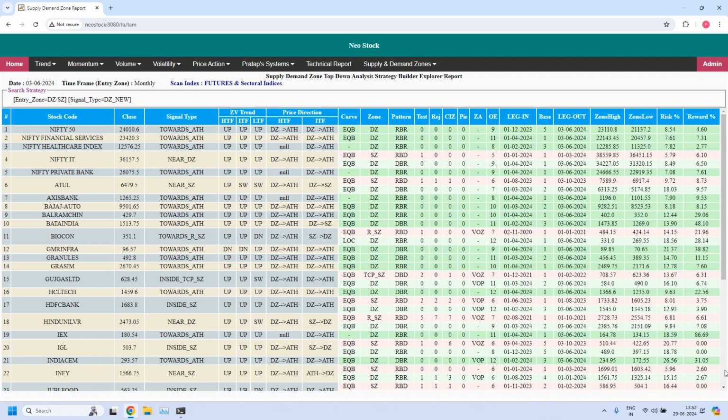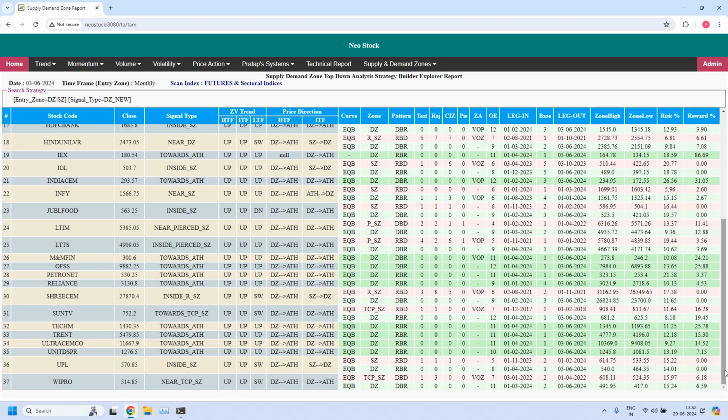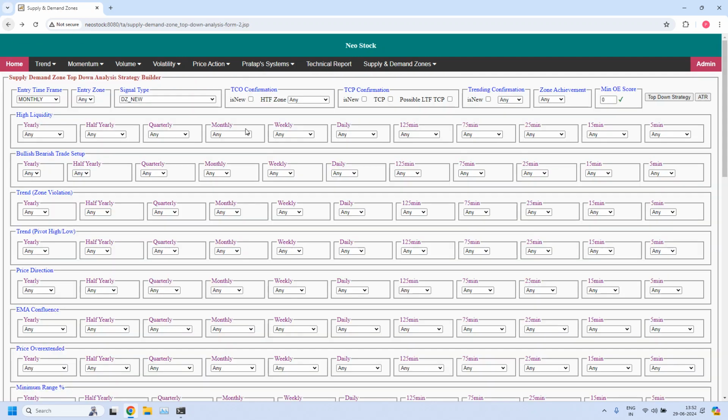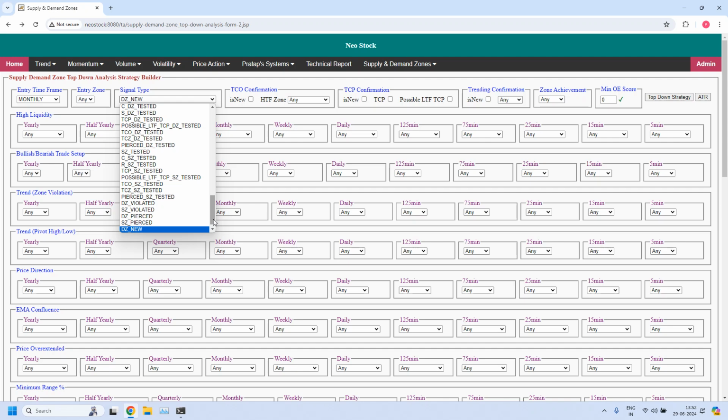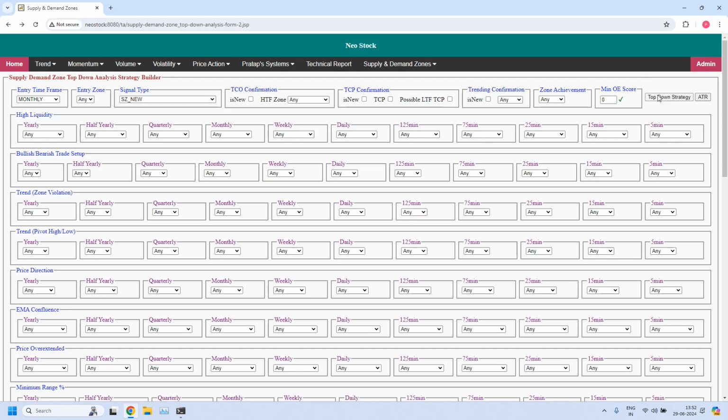Let me scroll the list down. 37 stocks are having newly created monthly demand zones during this month. So let me go back. Now let us identify newly created monthly supply zones. Stocks having newly created monthly supply zones.